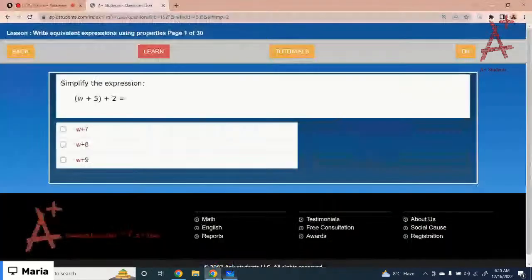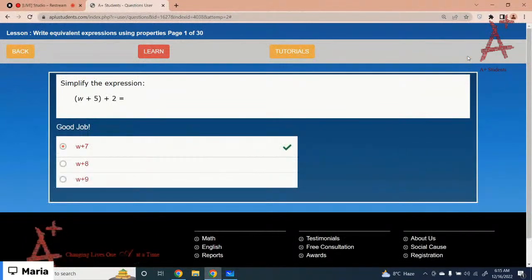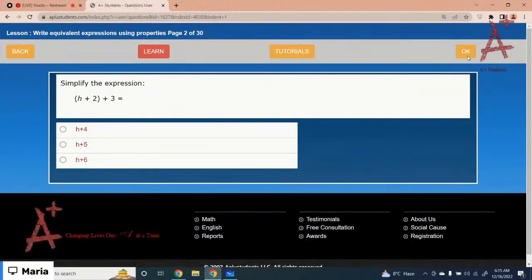It would be w plus 7. Just select the correct option, then click on the OK button. I know you already know how to solve these expressions, but the thing you have to understand here is you must know what properties you are applying on these expressions to solve them. Got it?